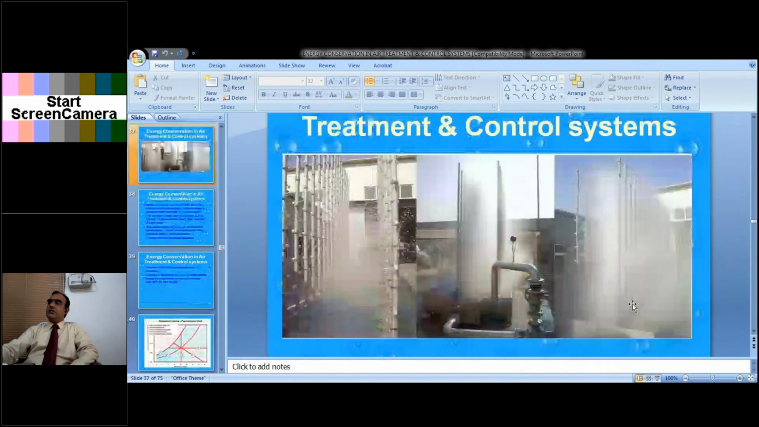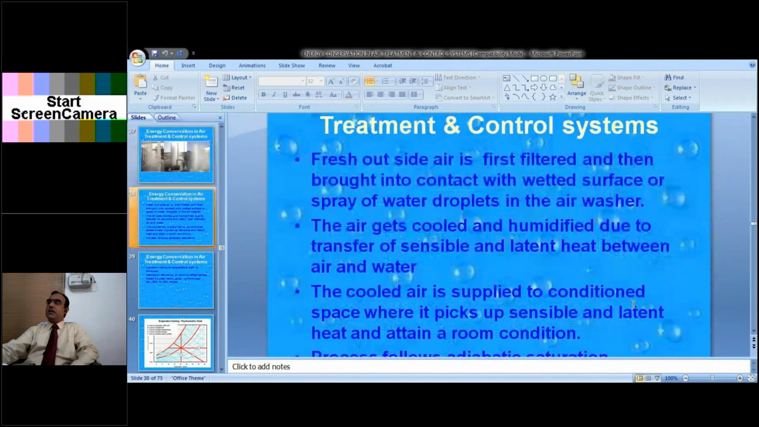So basically, once the water is sprayed and the air mixes with the water and passes through the chamber, it follows the adiabatic saturation principle, where the wet bulb remains the same. Fresh air is taken in and first filtered, then brought into contact with the wetted surface through the spray. There will be a lot of nozzles. It will be sprayed, and the air gets cooled and humidified due to the transfer of sensible and latent heat between the air and water. The water, we consider, is at the saturated wet bulb temperature. So it is saturated due to recirculation.